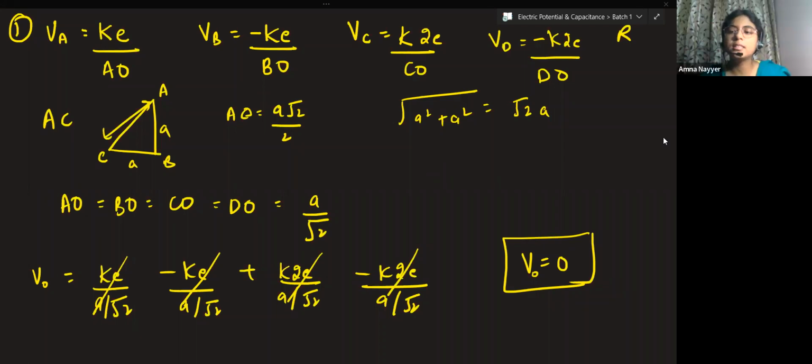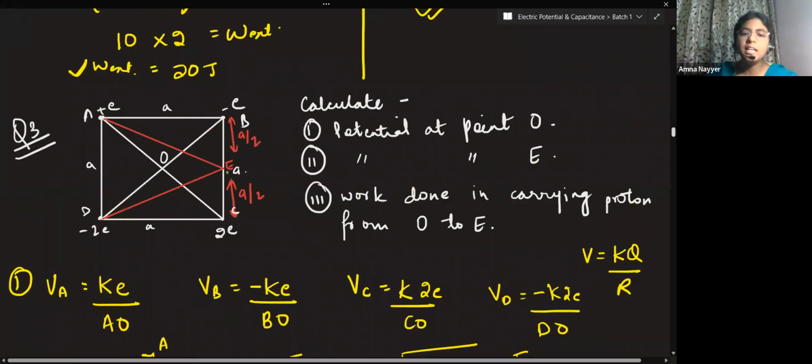Now see, what does the second part ask? At this point E, you have to calculate the potential. For calculation of potential, you just require the separation of the charge from that point. So at this point, you know the separation of E, this is A by 2, and 2E, this is A by 2. But do you know the separation of point A plus E and point D, which is minus 2E? This you are not aware of. But we will be able to calculate DE and AE.